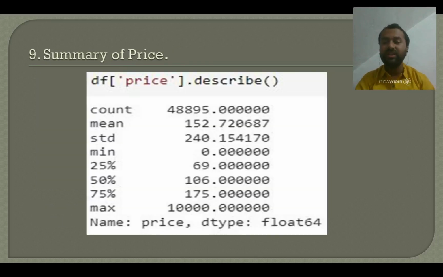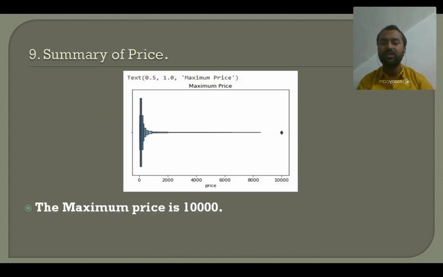Next, it is a univariate analysis. See here, summary. I did analysis on summary. Here the count is 48,895. I already talked about the mean of 150, so here the mean is 152. Standard deviation is 250. Minimum is 0, 25% is 69, 50% is 106, 75% is 175. Maximum price is 10,000. So here it is a summary.